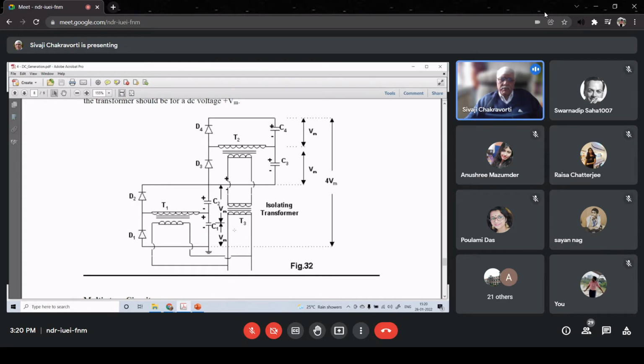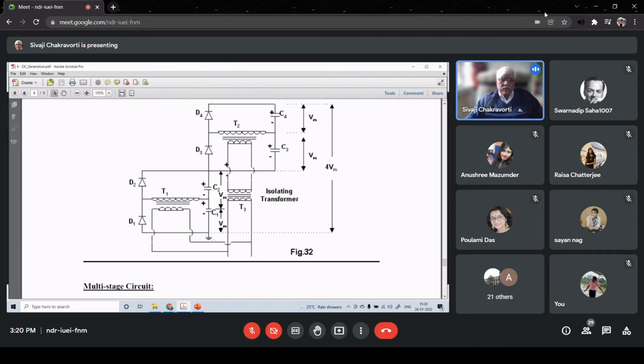So what will happen? The low voltage source is connected to primary of T1 and then primary of T3. Then 1:1 transformer means the same voltage is applied to the primary of T2. So that's how the entire circuit works pretty nicely.